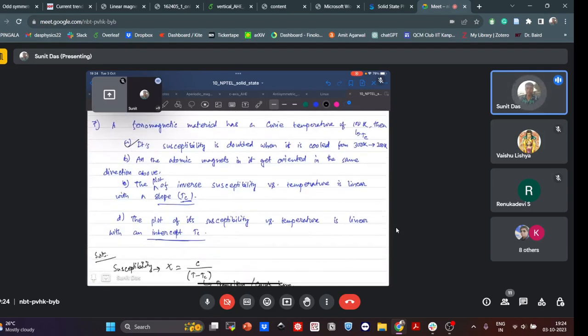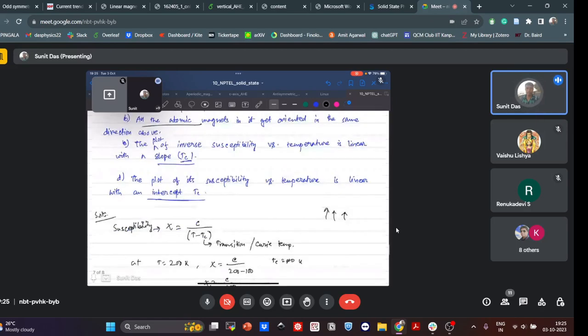Although we got the correct answer, let's look at the other options. The second option says all the atomic magnets get oriented in the same direction above Tc. This is not necessarily true. Of course, the majority of the atomic magnets or magnetic domains are oriented in some direction so that there is overall some magnetic moment in the system, but not all of them are necessarily in the same direction.